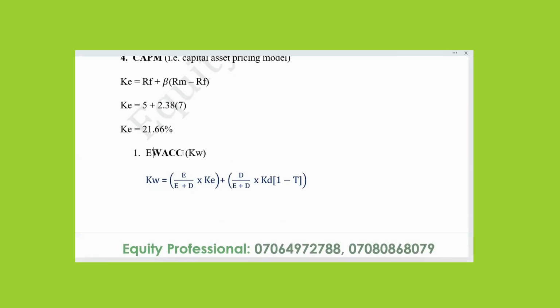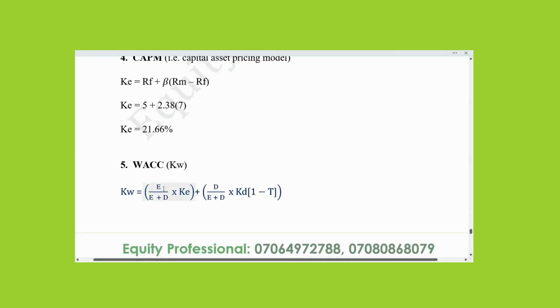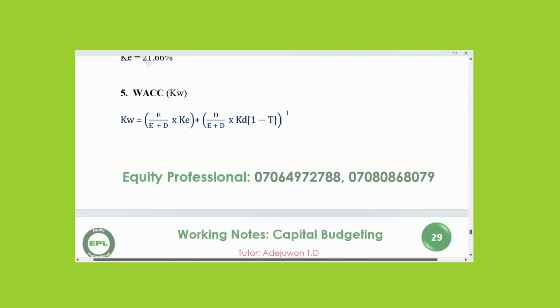Step number 5, I will calculate project-specific WACC. So to calculate WACC, we are going to pick equity. We have done this before. So equity value over equity plus debt multiplied by cost of equity plus debt value over equity plus debt multiplied by after-tax cost of debt. All right. So that's that. Let me just copy this.